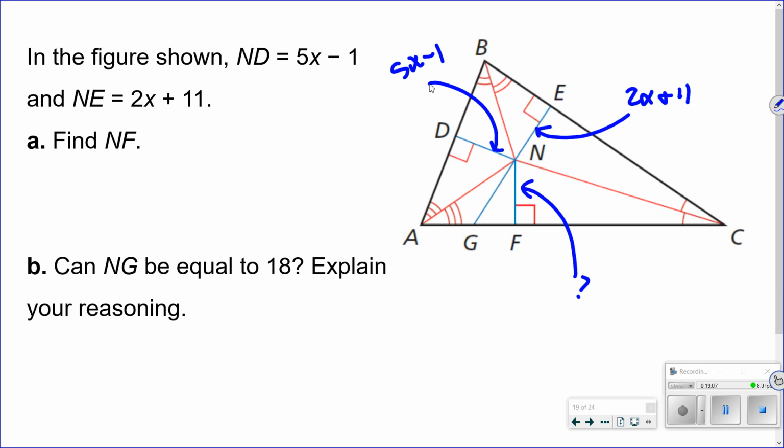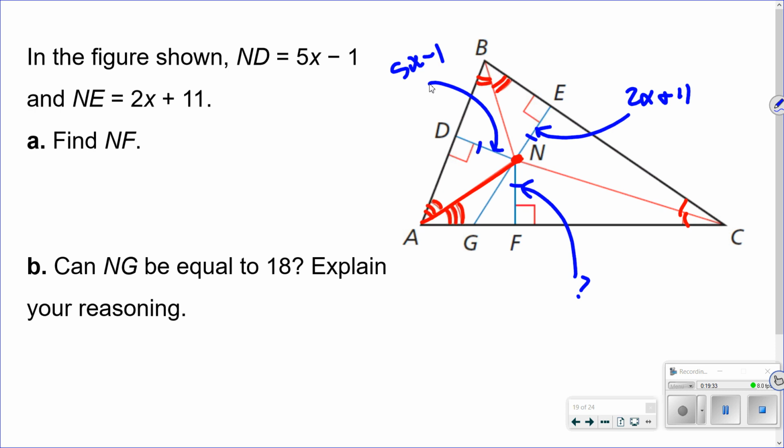Okay, so a couple things. Notice up here, each of these lines is an angle bisector, right? That's an angle bisector, and that's an angle bisector. That makes this point the incenter. That means that all of these segments are equal. They have to be the same distance from the sides of the triangle. That's what an incenter is.